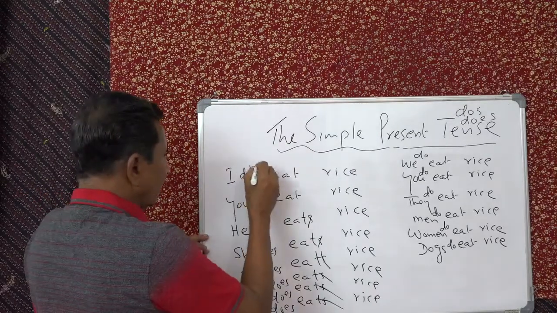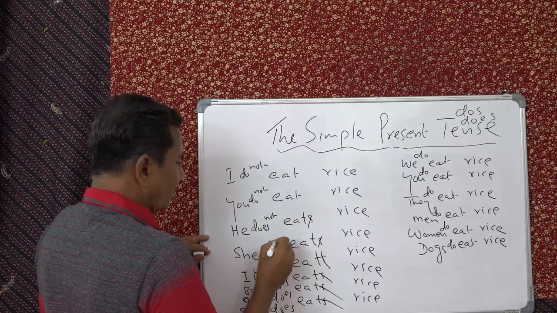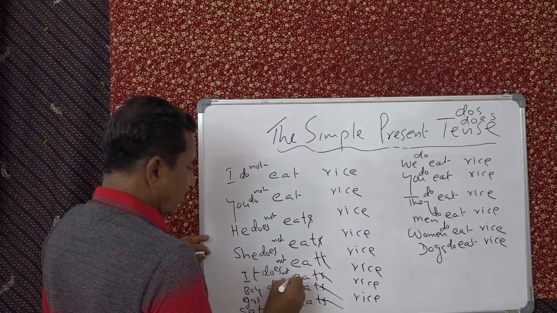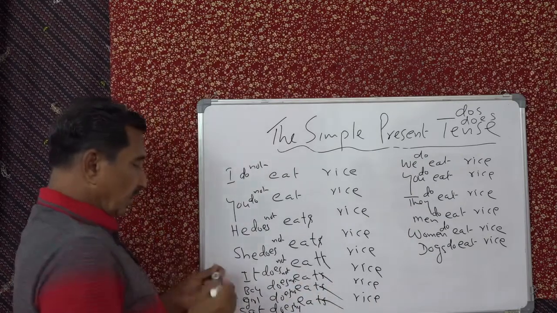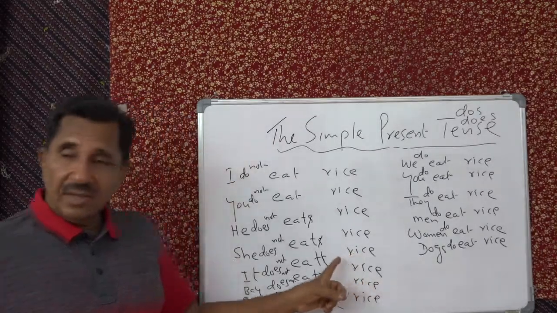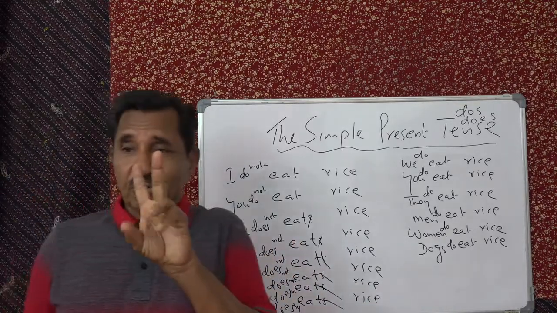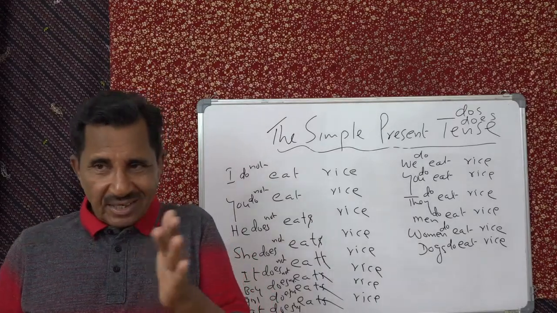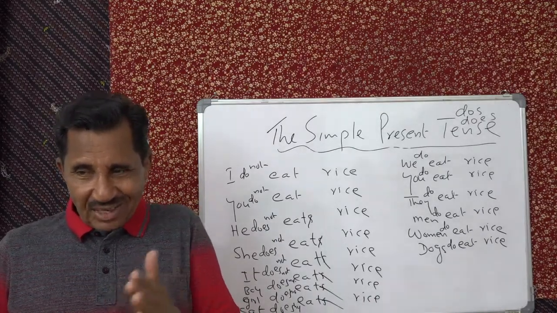I do not eat, do not, does not, does not. See, eat, not does not eats, does not eat. Why? Because the S has been taken from here and attached to the first word. If there are two or more words in a tense, then what did you do? The tense marker has to be taken to the first word.